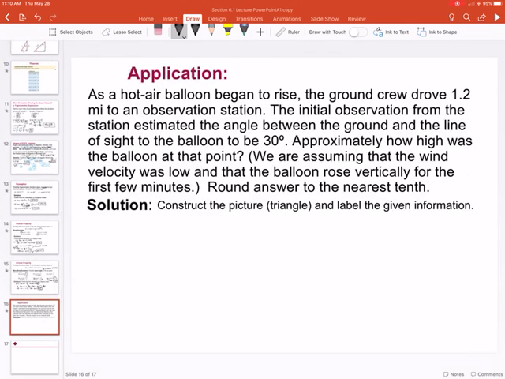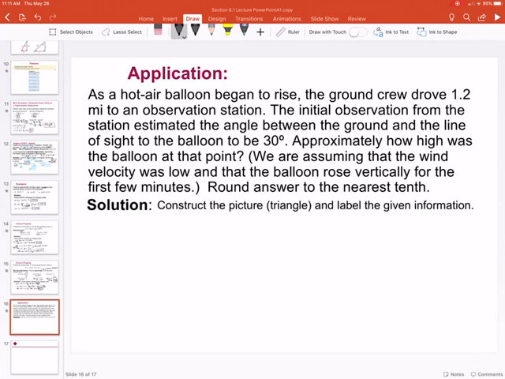Moving on, let's take a look at the last page, slide 16. This is an application that sort of summarizes right triangle trig. Let's see an application of right triangle trigonometry. Let's read through this and see if we can get a picture of what they give us and figure out how to find the unknown using what we learned in this section.